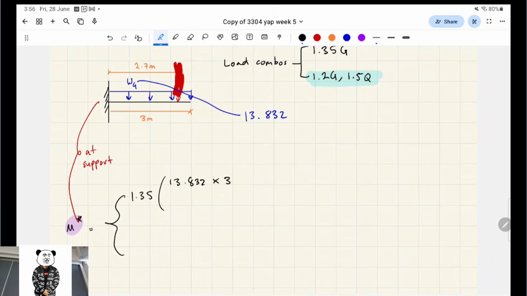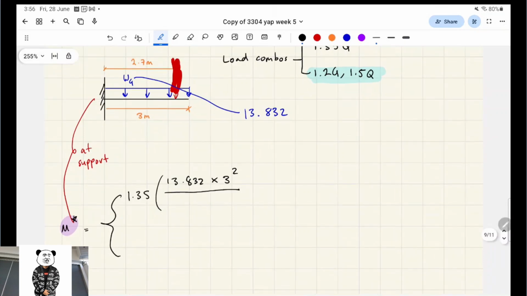Now what's the lever arm? 1.5 meters. Yep, so what I'm going to do is times it by 3 again and divide by 2. Bang, like that. But it's the same thing. So that's how we get the dead load case. Dead load only.